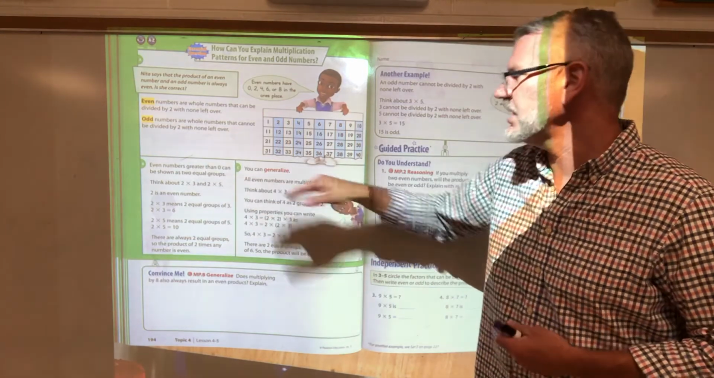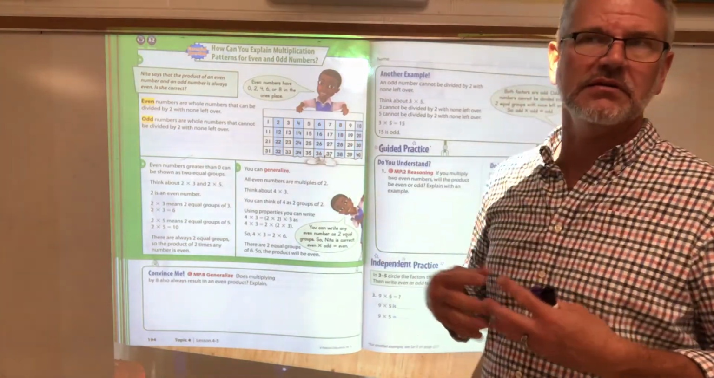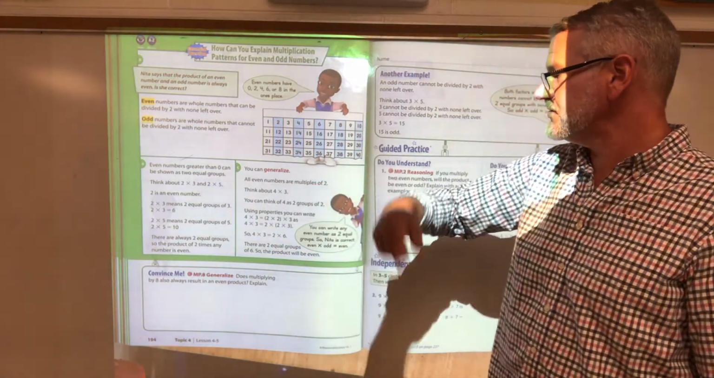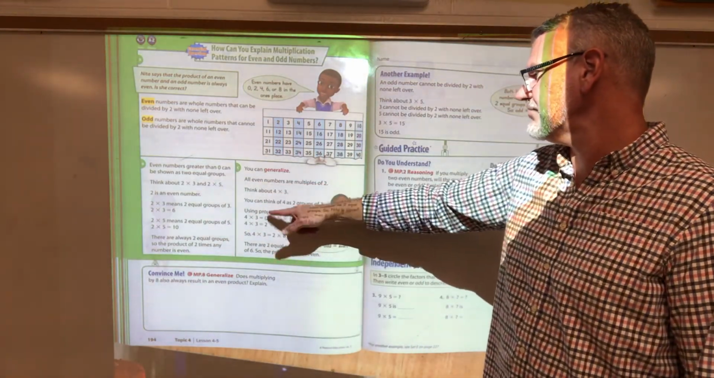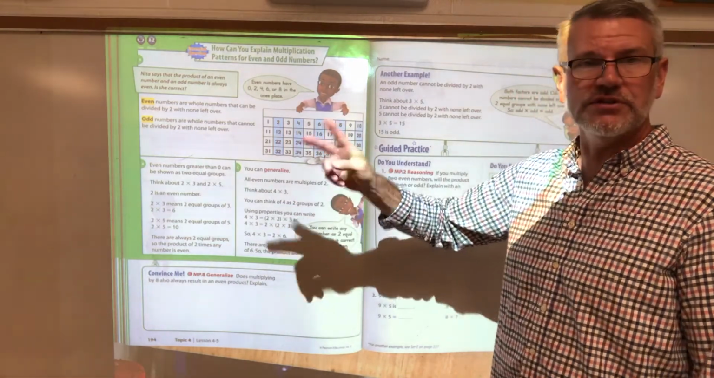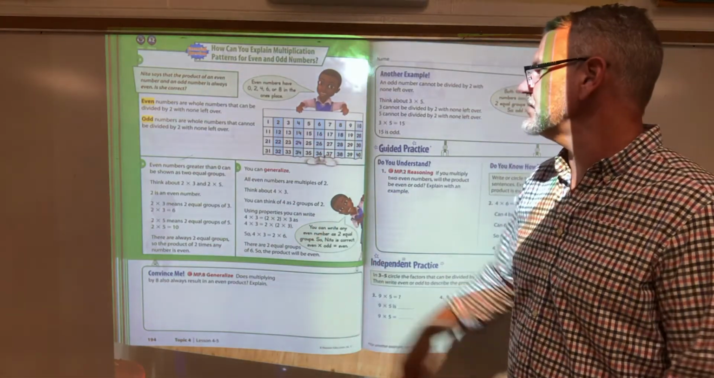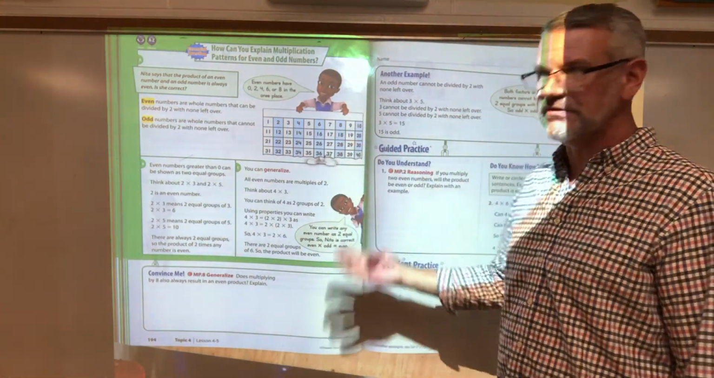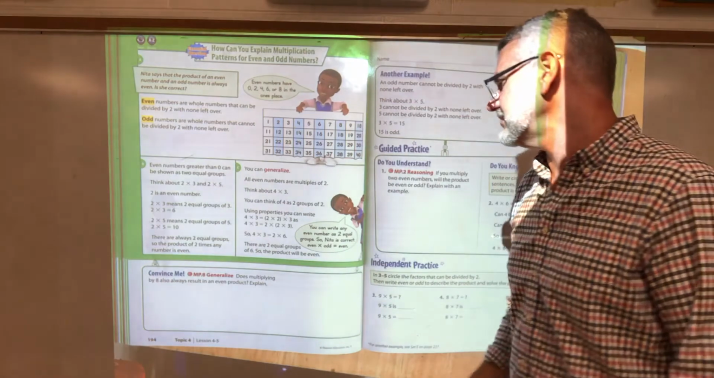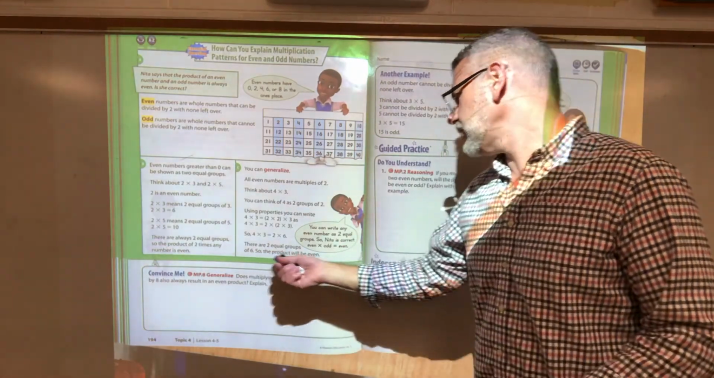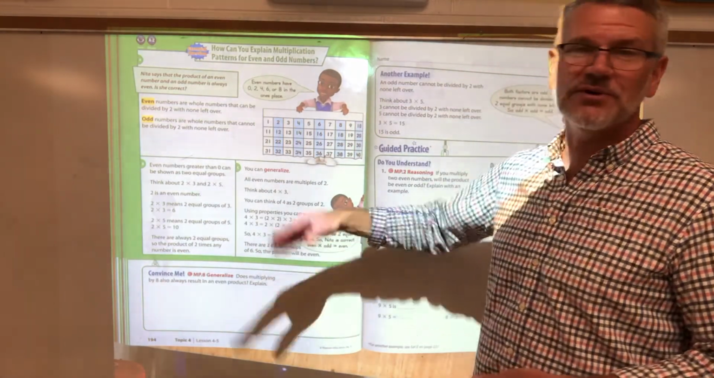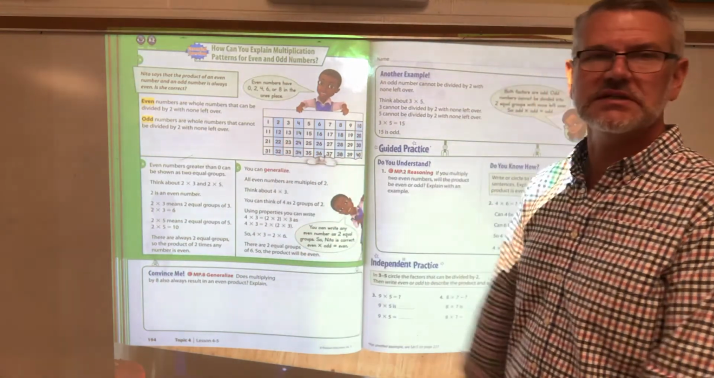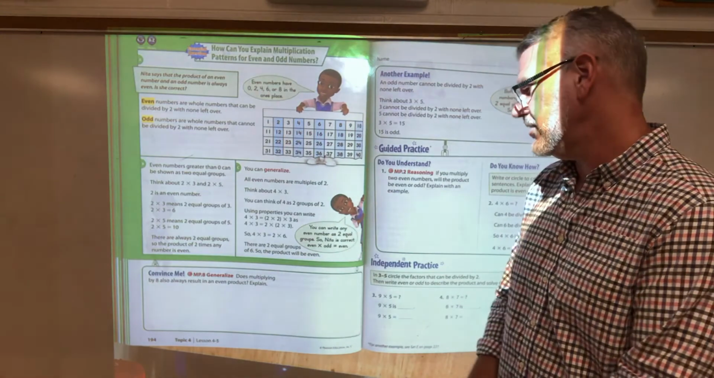Now it says you can generalize, which means you can make a statement that kind of covers everything. All even numbers are multiples of 2. So if you think about 4 times 3, that's like saying 4 is 2 and 2. So that's two groups of 2. A 6 would be three groups of 2. An 8 would be four groups of 2. A 10 would be five groups of 2. So the product is always going to be even if you multiply an even number times an odd number.